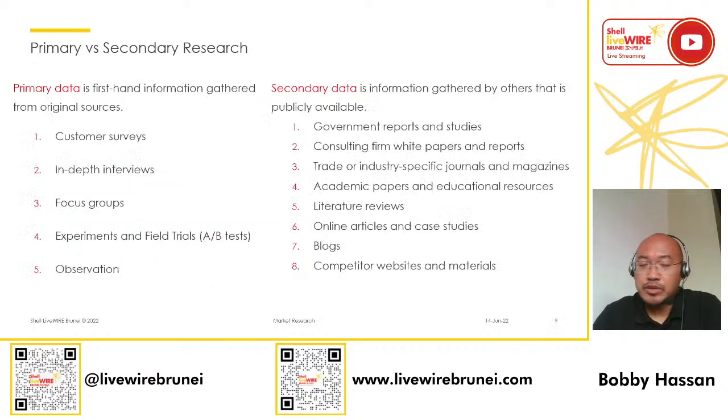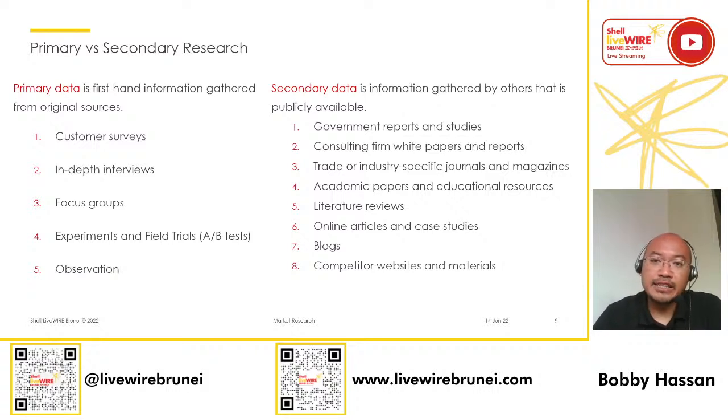So there are types of market research. Generally, there's primary versus secondary research. Primary is first-hand information gathered from original sources. Most people know surveys, but there are other ways of gathering primary data. Other examples are in-depth interviews, focus groups, experiments, field trials or A/B tests, and then observation. So that's still considered primary research data.